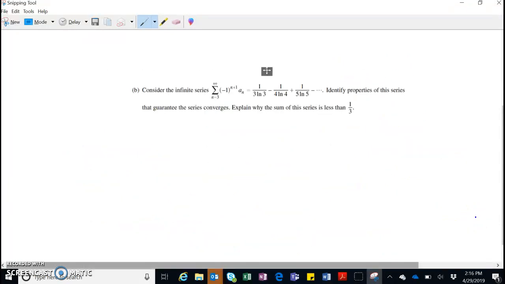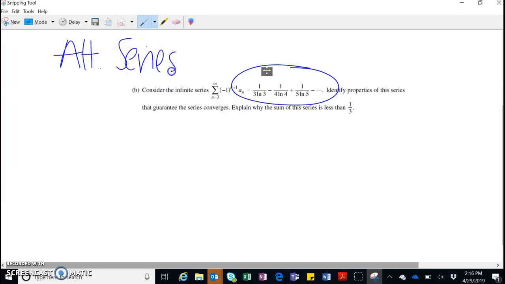We're asked to consider the infinite series that alternates and captures that series we were looking at before, 1 over n log n. We want to identify properties of the series that guarantee that the series converges and explain why the sum of the series is less than 1/3. So in order to show that this converges, I need to be reminded now, since my terms are alternating, about the alternating series test. This one required us to show three things.